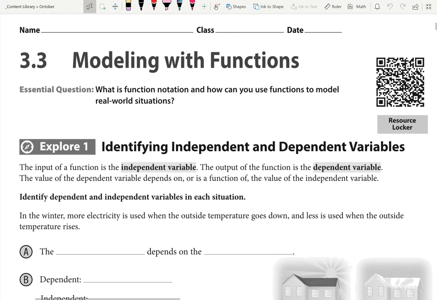All right, section 3.3, modeling with functions. This is a very important section because we're going to learn about independent and dependent variables, and we're also going to learn about function notation. Function notation tends to confuse a lot of students, but I believe that if you watch this video, you'll figure it out. You'll know what it is.